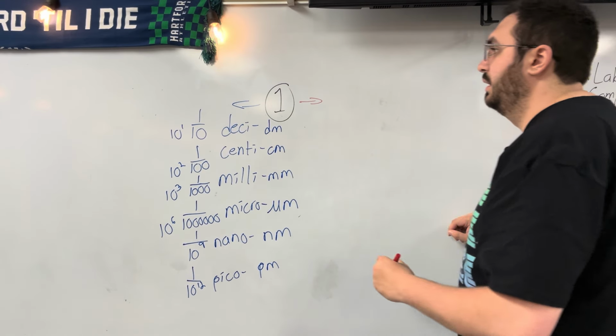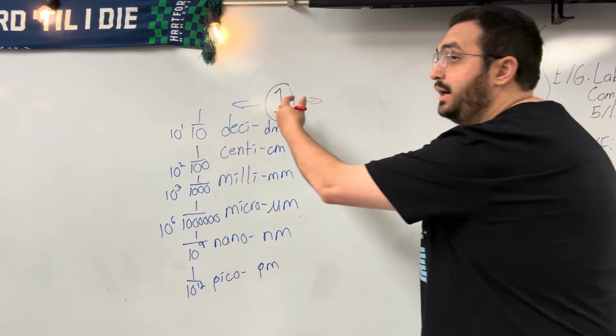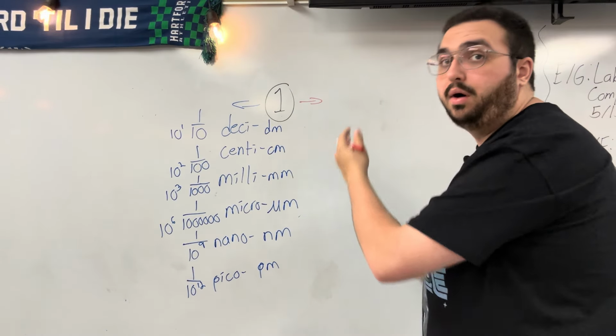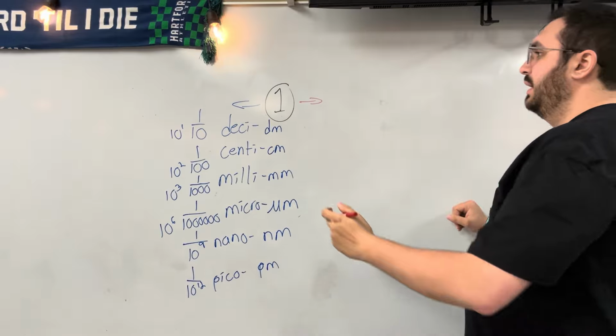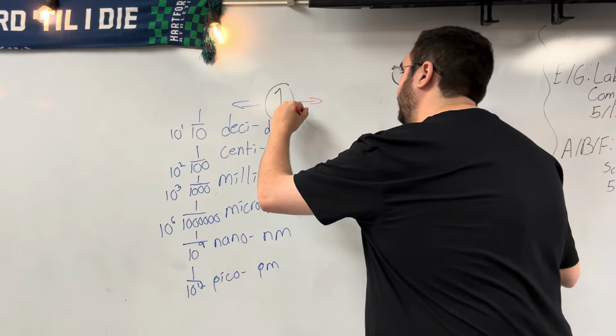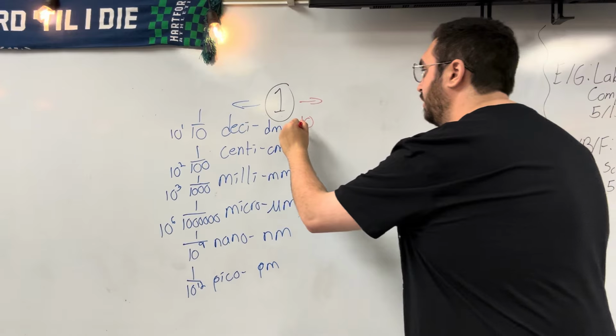So, instead of there being a certain number of these for every one of our base unit, now there are a certain number of our base units for every one of these. So, let's start off with a decameter. There are 10 decameters for every 1 meter. So 10 over 1.